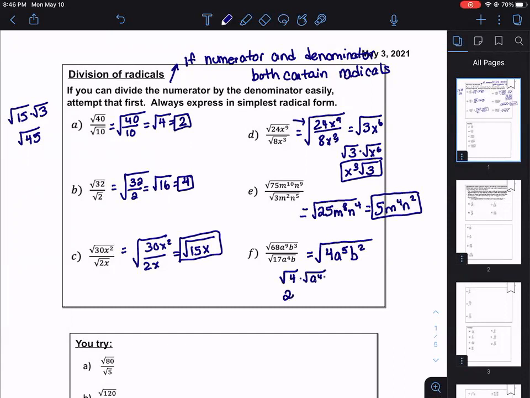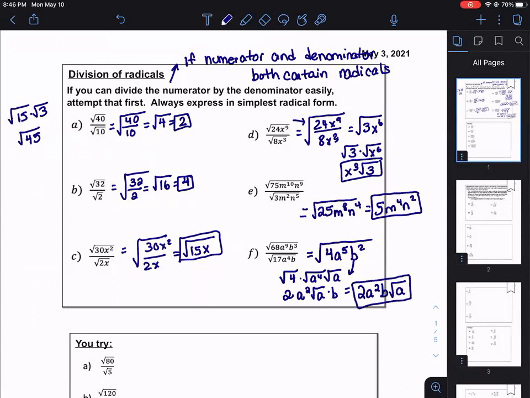A to the 5 would become A to the 4 and A. So that's A squared radical A. And then B squared is just going to be B squared. I'm sorry, it's just going to be B when we take the square root. And so we're going to get 2A squared B, the square root of A, as our answer.